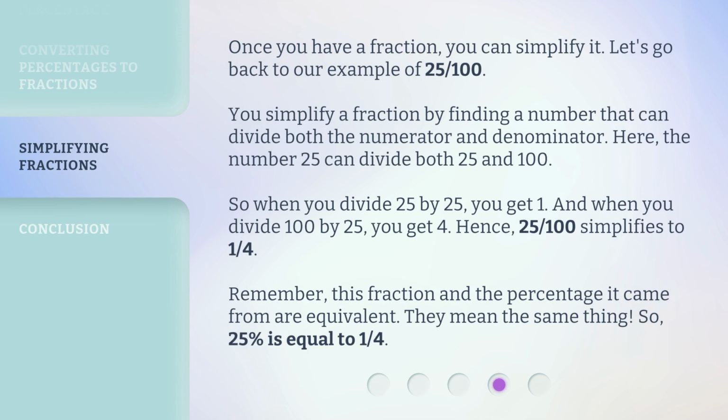Once you have a fraction, you can simplify it. Let's go back to our example of 25 100ths. You simplify a fraction by finding a number that can divide both the numerator and denominator. Here, the number 25 can divide both 25 and 100. So when you divide 25 by 25, you get 1. And when you divide 100 by 25, you get 4. Hence, 25 100ths simplifies to 1/4.